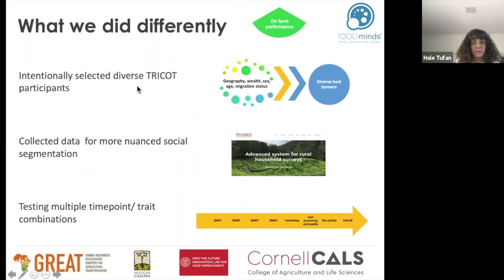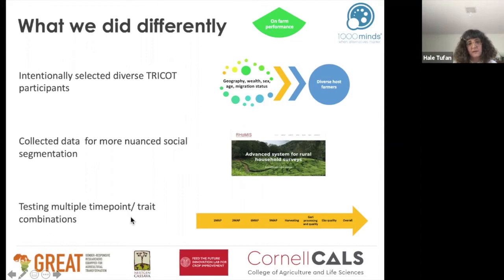And this is really important because sometimes you just don't know who's being selected, and if we're not intentional, we may be missing out on key insights from marginalized populations that wouldn't have been included if the choice were random. We also, because the same individuals who were participating in TRICOT were also answering the 1,000 Minds surveys, have this really in-depth understanding of their social identities, but also their demographics and their typologies.